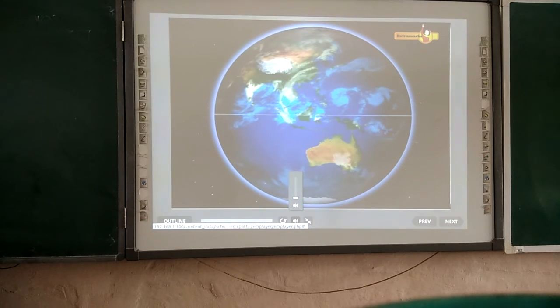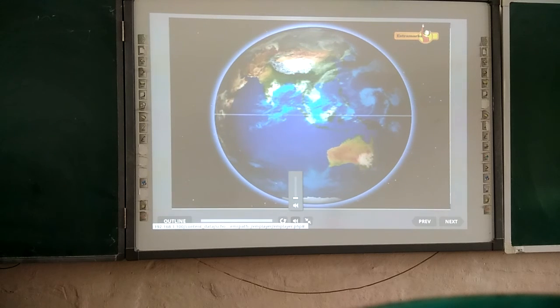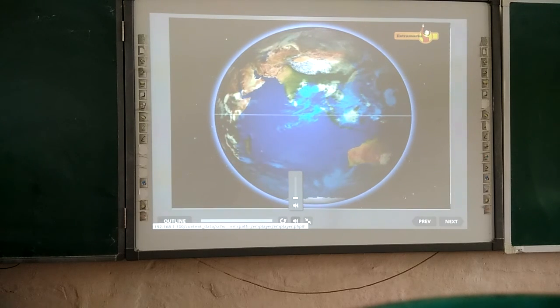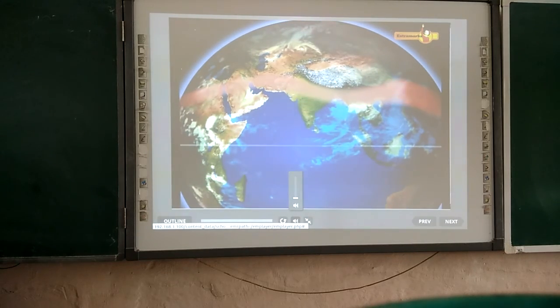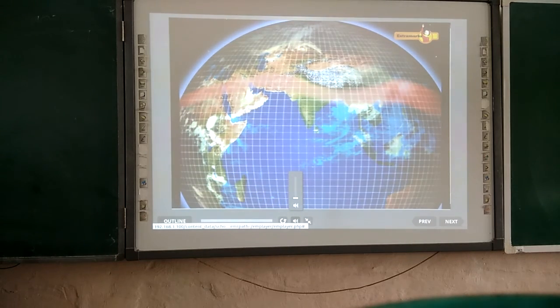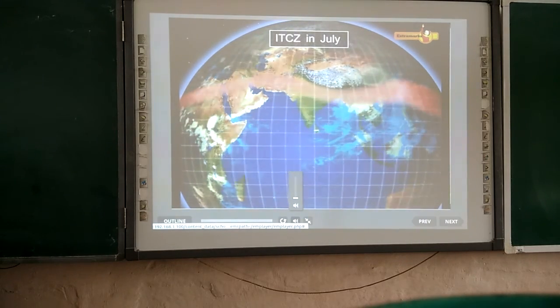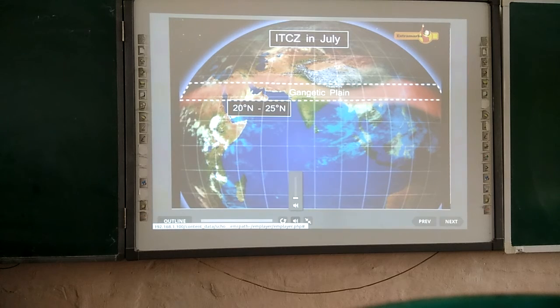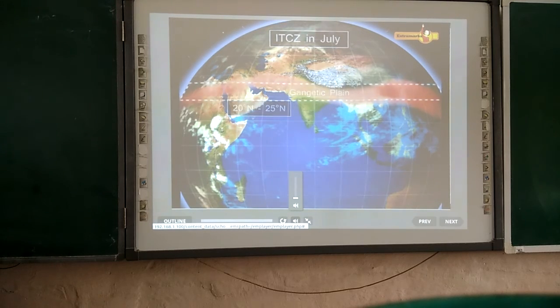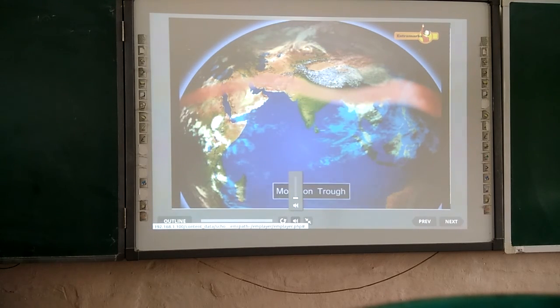Therefore, to understand the cause and impact of the ITCZ, we must first look at the trade winds and air masses over India. In July, the ITCZ is located around 20 degrees north to 21 degrees north latitudes over the Gangetic plain. It is also known as monsoon trough during the monsoon season.